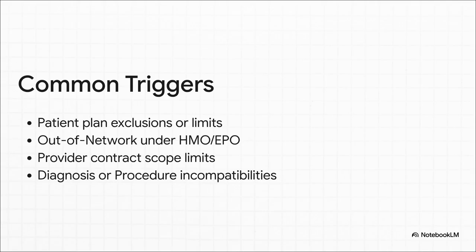Now, on the provider side, the contract they signed might have what we call scope limitations. Basically, the payer is saying, hey, based on your specialty, you actually aren't contracted to bill this specific code. And finally, sometimes it's literally just a coding issue. The diagnosis code just doesn't medically match the procedure code, which causes the system to automatically flag it as non-covered.